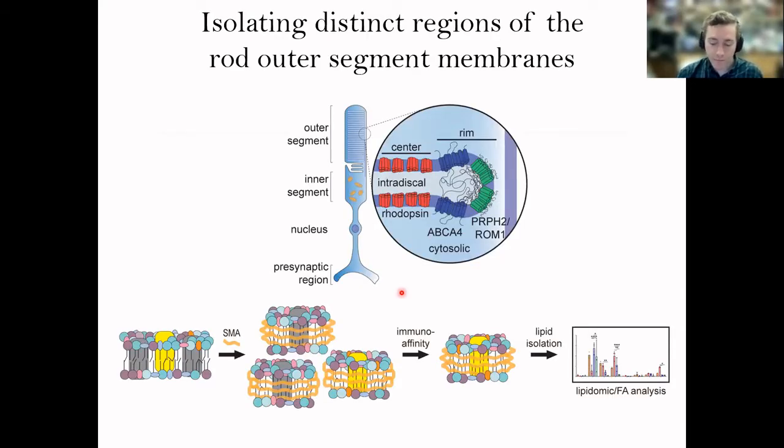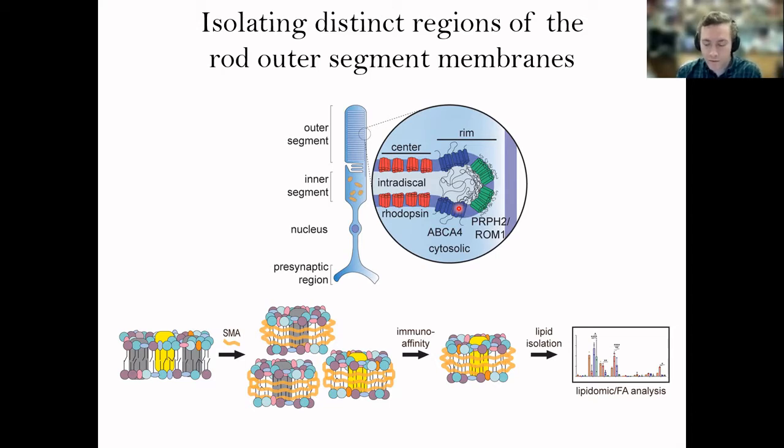And so the biggest problem in addressing these questions, as I alluded to earlier, is somehow fractionating the disc membranes while retaining the native lipid profile. One fact that we tried to leverage is that the ROS discs have this amazing separation, as you can see here, of rim proteins from the center to the point where there's no detectable ABCA4 or peripherin complex in the center of the disc. And we know this from EM images of immunolabeled single ROS discs.